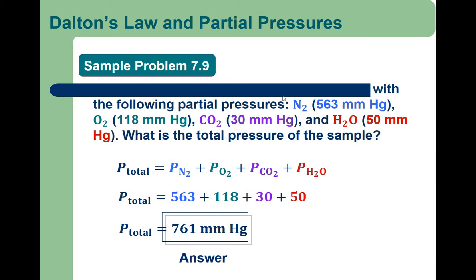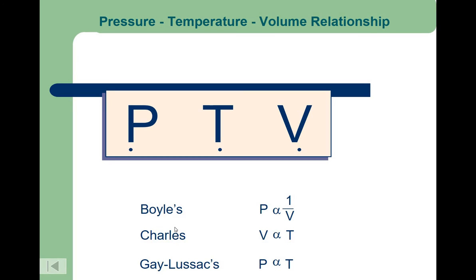So this is an example problem. With the following partial pressures, what is the total pressure of the sample? Well, you just add up each of the pressures and you get the total pressure. So that one's not real hard, right? This plus this plus this plus this equals a total. Now, here's another little trick.